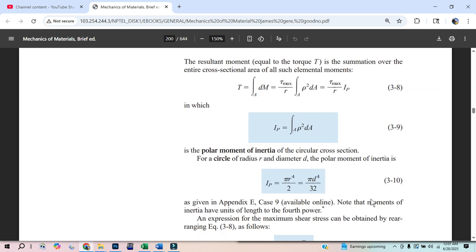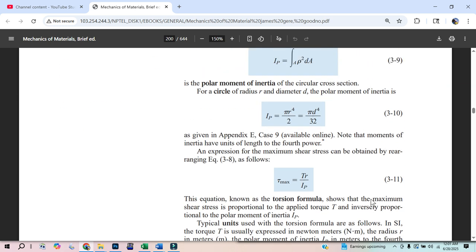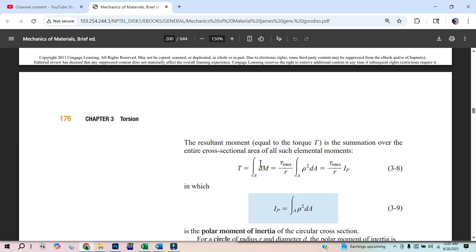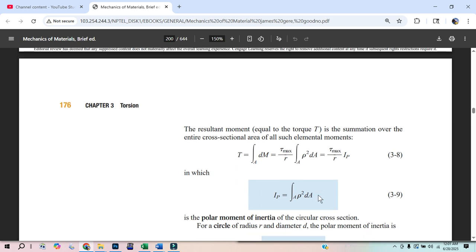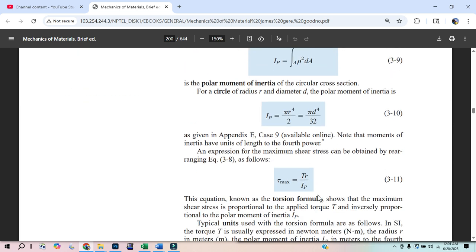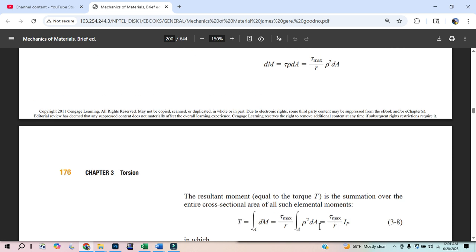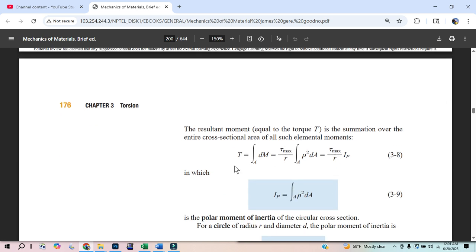Cool. So now we have our equation, and it should have been just right here. Torque is equal to T max times IP divided by R, and you can rearrange this for T max. That's R upstairs divided by IP times torque. So let's look at how they do that. We have T max is T upstairs times R divided by IP. That's what we just said. And again, that's all we were relating.